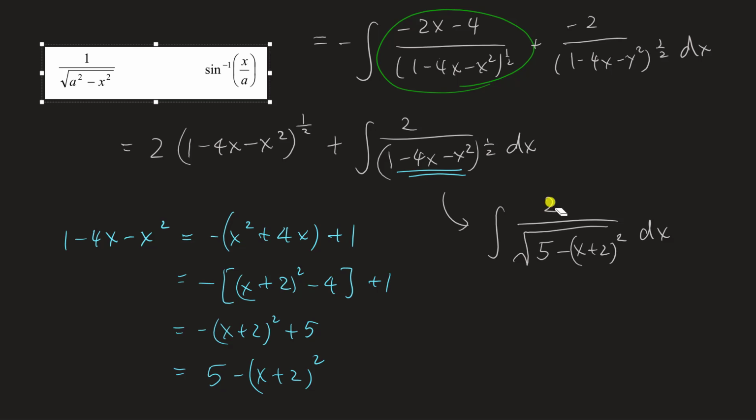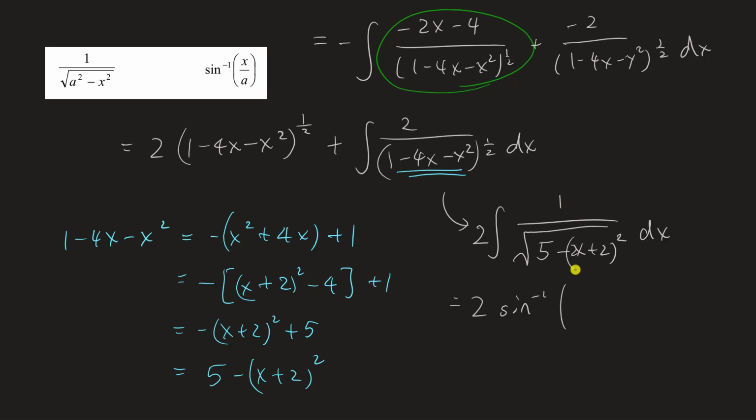Of course, we can just bring out the 2. And this resembles this. So integrating this will just give us 2 sine inverse. X in this case is x plus 2. Just make sure you do a check. Once you differentiate x plus 2, does it give you 1? If yes, then you can go ahead.